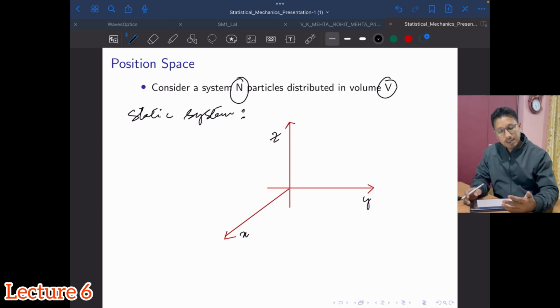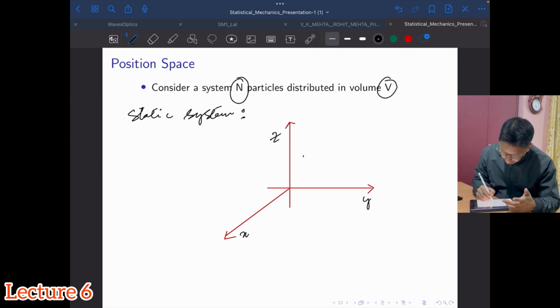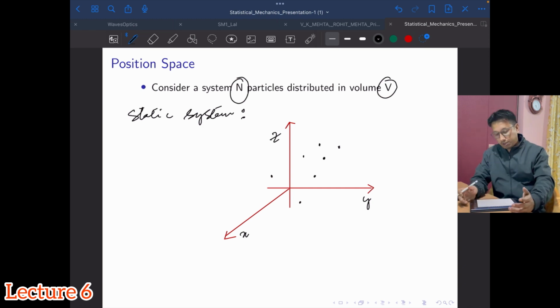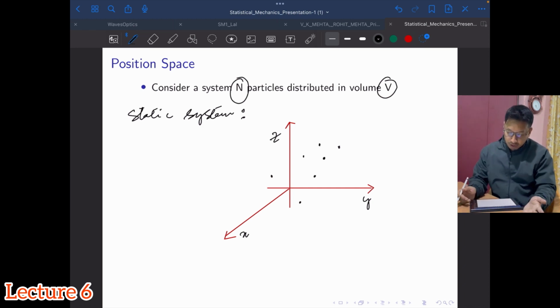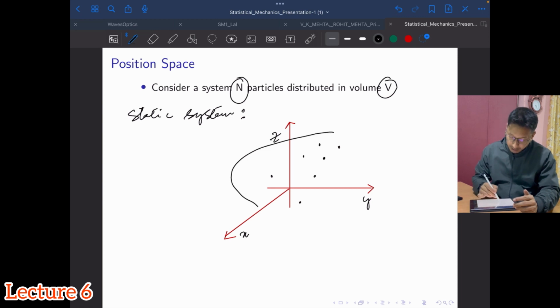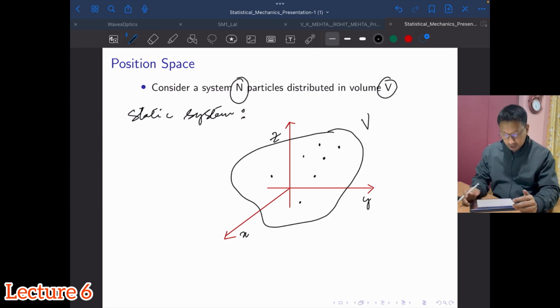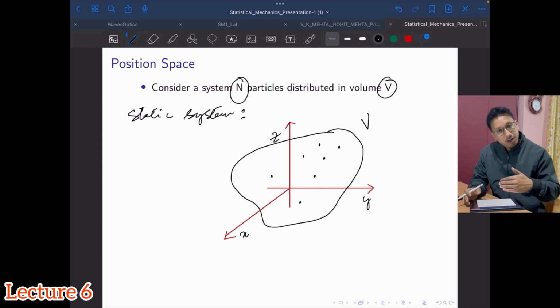If there are n particles, I can represent each of them wherever it is; it could be anywhere in any of the quadrants, distributed in a volume, say this volume V. This space, governed by the three mutually perpendicular axes x, y, z, gives you complete information about the system, that is, where each of the particles is located. That's why this space is known as position space. This is for a static system.